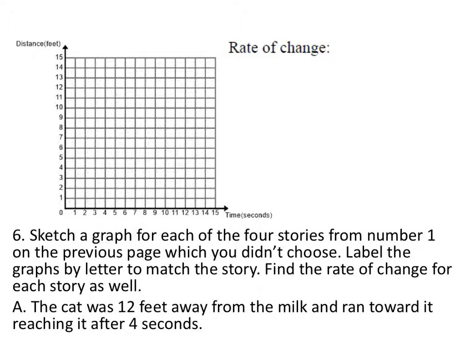Alright, part A. The cat was 12 feet away from the milk. That means it would have to start at 12 feet away. That's the distance of 12. And then it's going to run towards it, and it reaches it at 4 seconds. That means it has a distance of 0 at 4 seconds, which is this point. From here, all I need to do now is to connect these 2 points to make a line. There we go. So this line would be the graph that represents A.